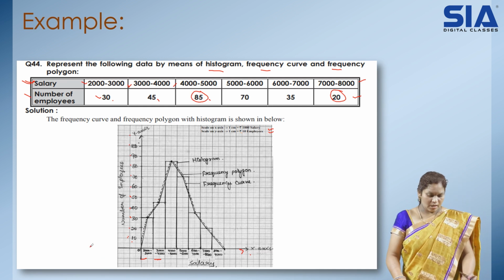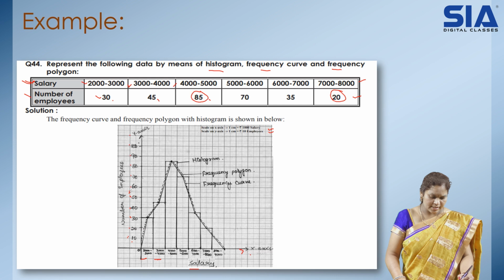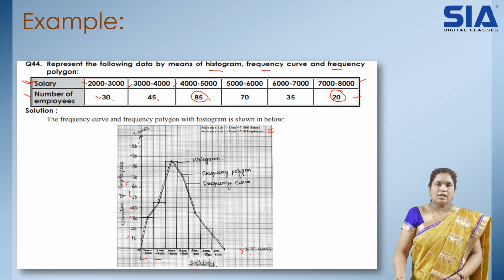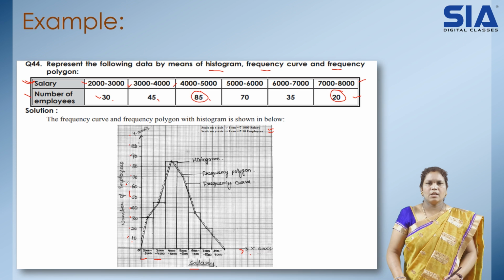Marks will be given for each and every point here. You have to specify the title of the x-axis, the title of the y-axis, and maintain the class intervals properly. Everything you have to specify, then only will you get full marks. Now let us go for plotting the histogram. First let us plot the histogram, then the frequency curve and polygons.